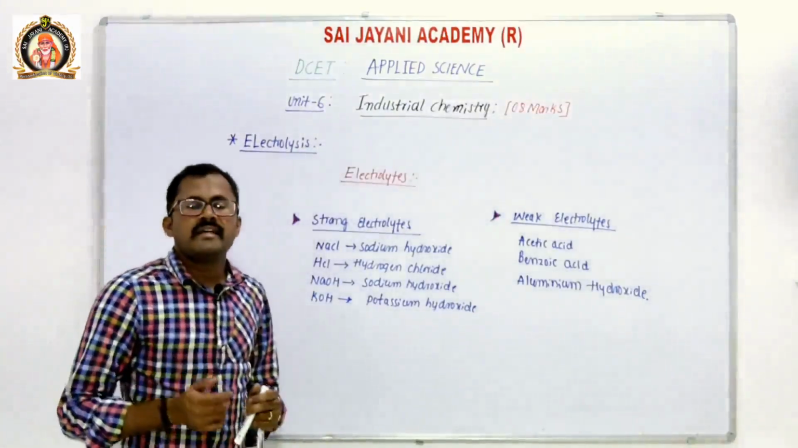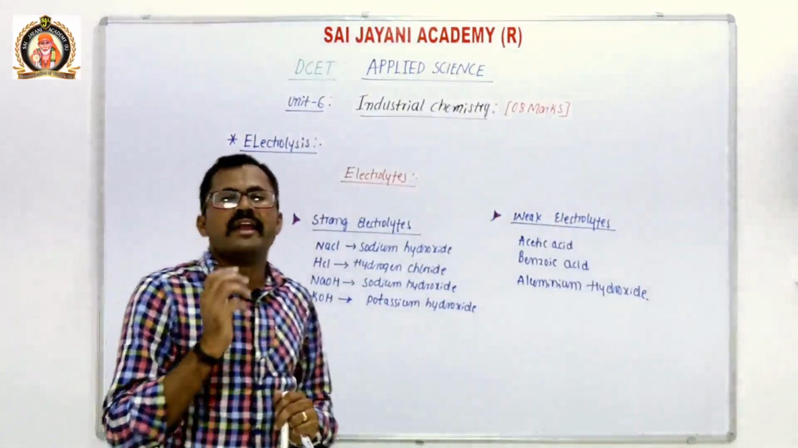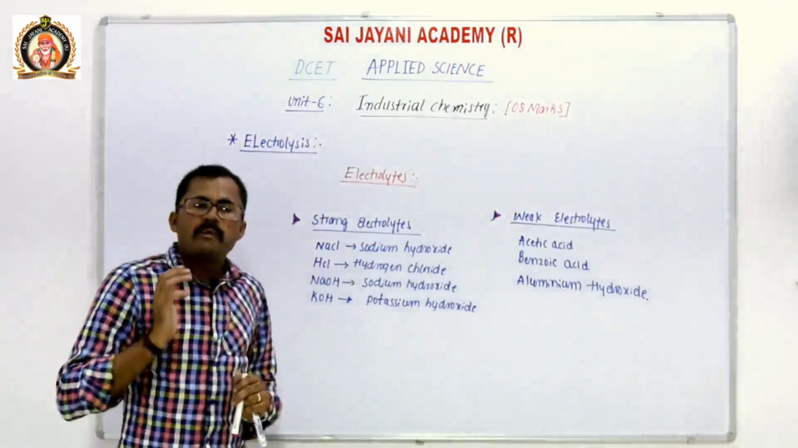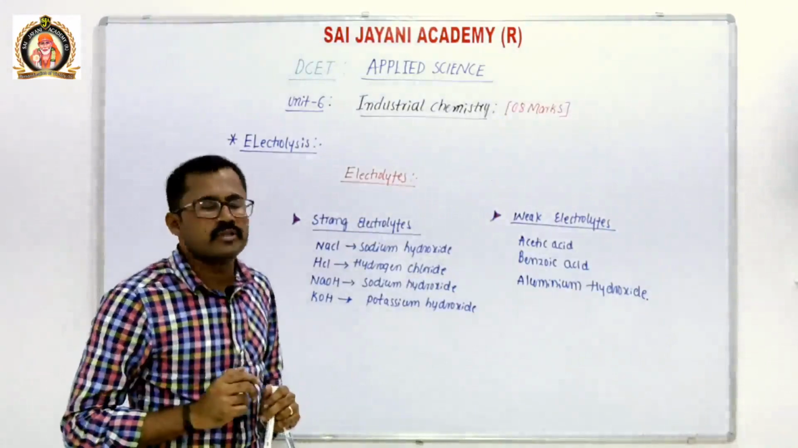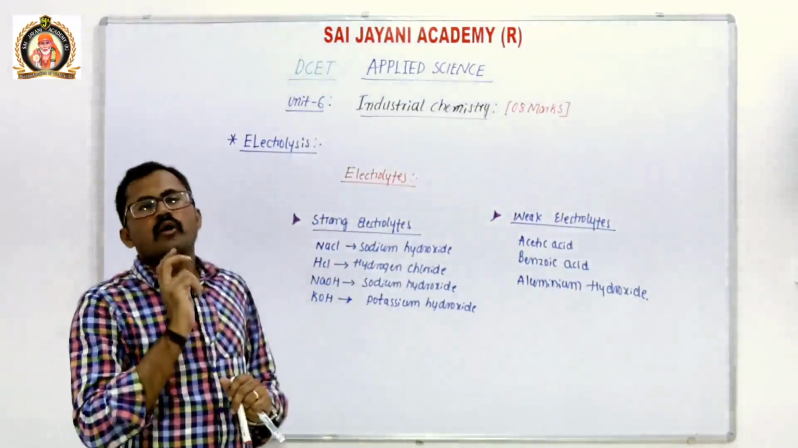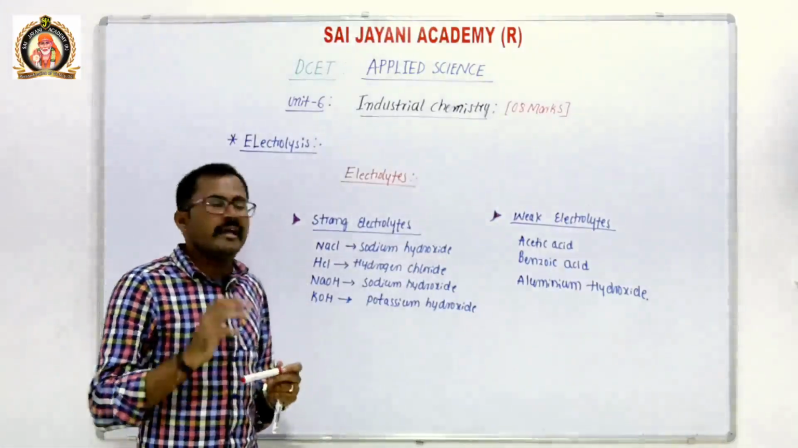So next, electrolytes. As I said, electrolytes are the substances which allow flow of electric charge or electricity in solution state only, and while passing electric charge or electricity, they undergo decomposition. So electrolytes are the substances which allow flow of electric charge in solution state and undergo decomposition.